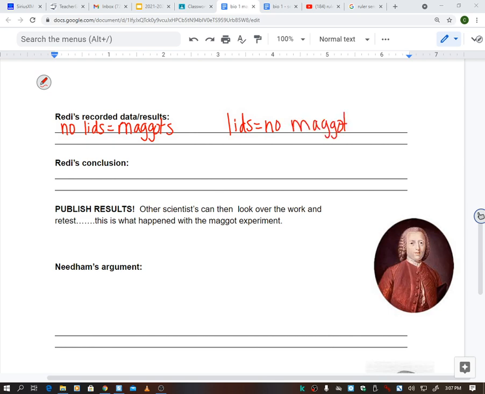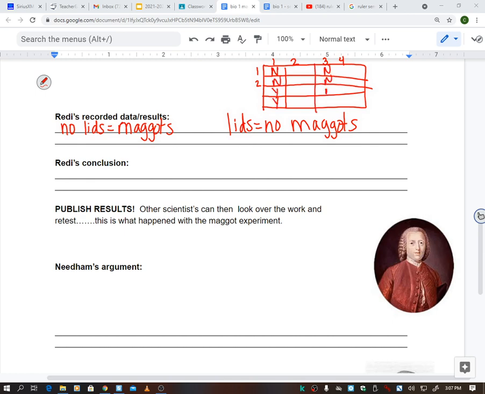When you guys do your data, you may have had a table, and it may have been glass number 1, glass number 2, 3, and 4, and then day 1, day 2, and it may be, oh, no maggots, no maggots. Well, yes, we have maggots, and then no, no, no, no. So this could also be what your data looks like. It's usually going to be in the form of a table or a graph. Okay, but I'm just writing down what he found.